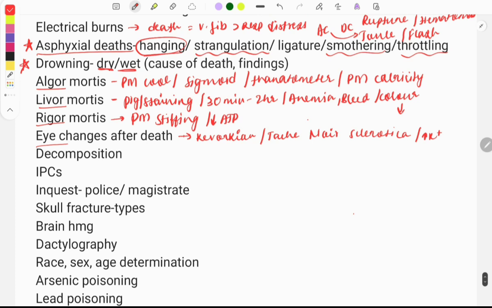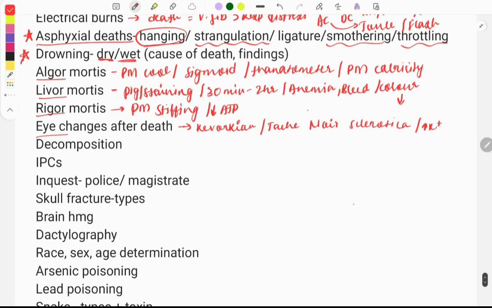Then moving on, the eye changes seen after death. We can see the Kevorkian sign on the retina. It will be like this, breaks between the blood vessels, because the bleeding has stopped. This is also known as the railway track sign, and it is seen within minutes. Then tache noire sclerotique, seen on the sclera due to the collection of dust particles. If you don't close the eyes, there is a triangle kind of shape seen with dust accumulated in it.